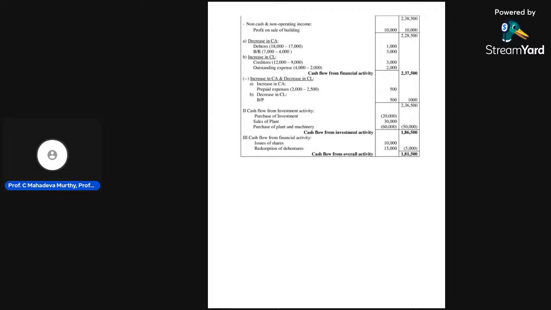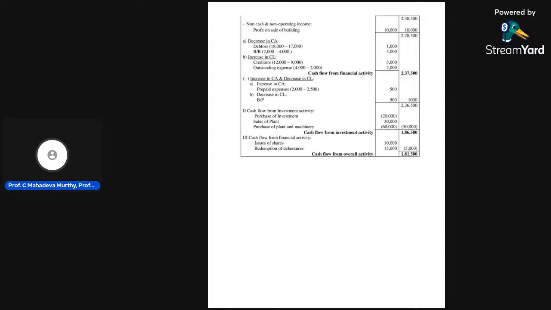The first category: only one item is available in our problem, that is profit on sale of building, a non-cash and non-operating income, 10,000 rupees in the inner column. Then in the outer column, deduct 10,000 from 2,38,500, that is, from net profit plus non-operating expenses, and we find 2,28,500.